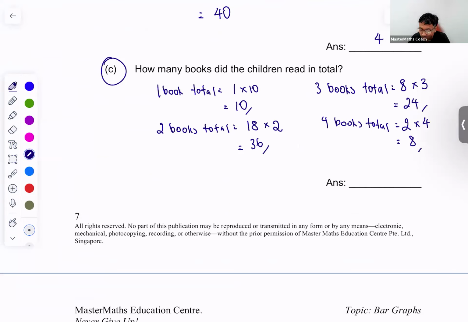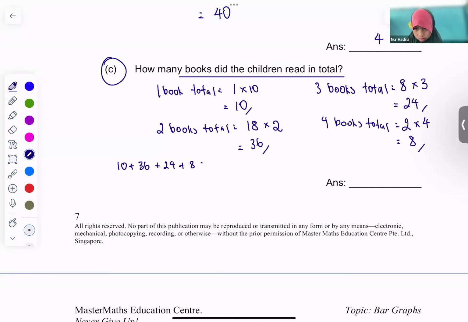So you have this number here, this number here, and this number here, and you also have this number here. So we want to find how many books did the children read in total. So we take 10 plus 36 plus 24 plus 8. Okay, you want to try?